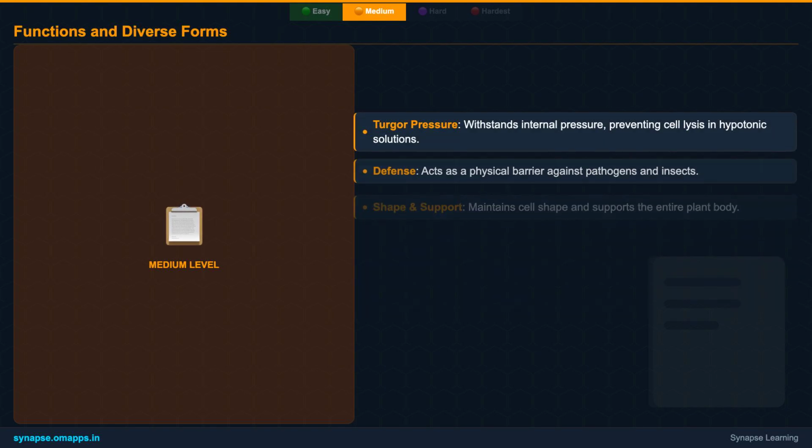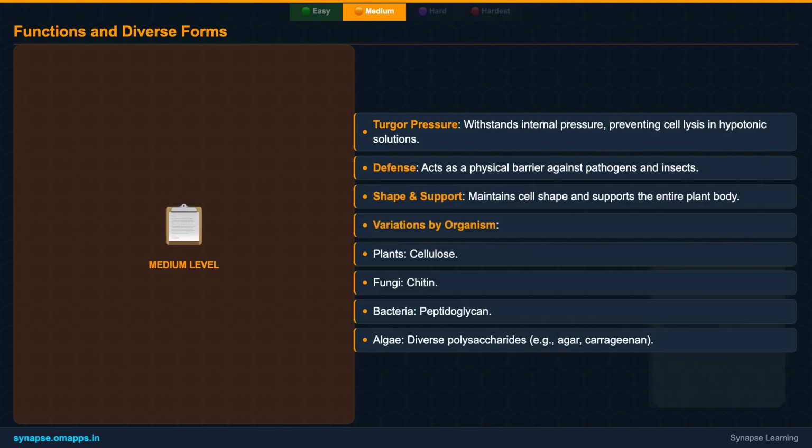Beyond just support, the cell wall performs several vital functions. It's crucial for turgor pressure regulation. It withstands the internal pressure generated by water entering the cell, preventing the cell from bursting, a process called lysis. It also acts as the first line of physical defense against pathogens and insects. The cell wall also maintains the cell's specific shape and provides overall support to the plant body.